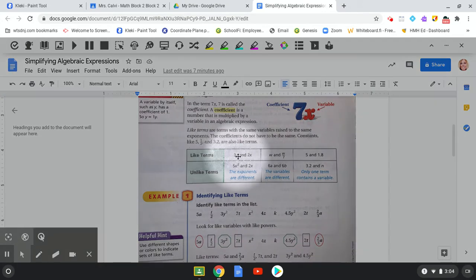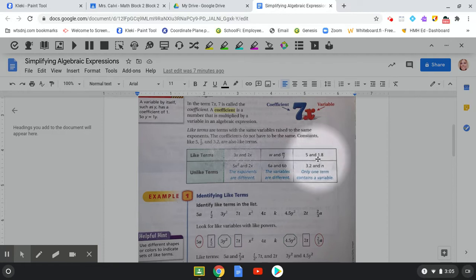because they are alike. It's like apples and apples. W and w divided by 7, those are like terms. All right, both working with a variable of w. And 5 and 1.8 are like terms because those are both numbers, okay?